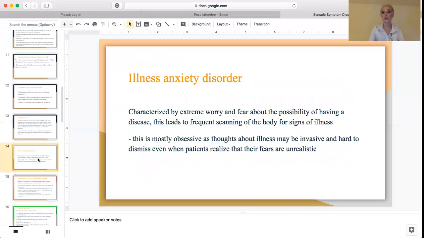Another disorder that falls under the somatic symptom disorders is illness anxiety disorder. It is characterized by extreme worry and fear about the possibility of having a disease. This leads to frequent scanning of the body for signs and symptoms. This is mostly obsessive, as thoughts about illness may be invasive and hard to dismiss, even when patients realize that their fears are unrealistic. This also has to do with the mind, specifically with the thoughts, excessive thoughts.